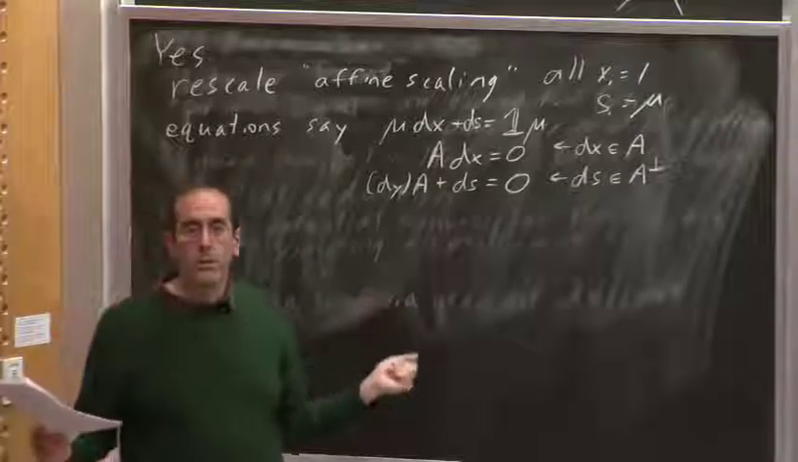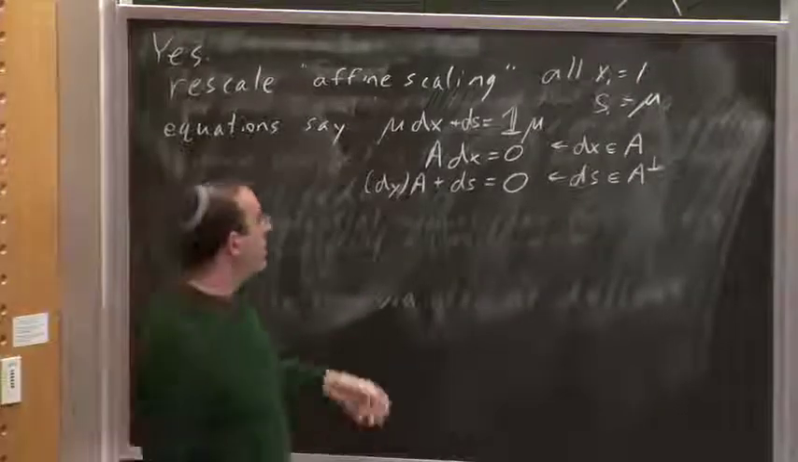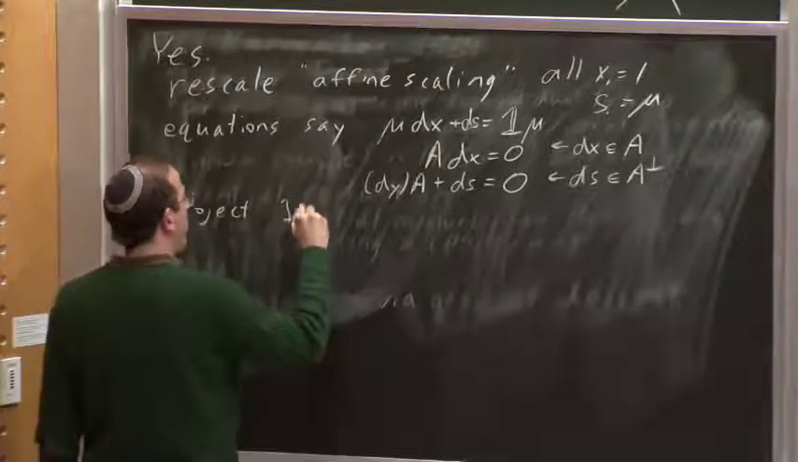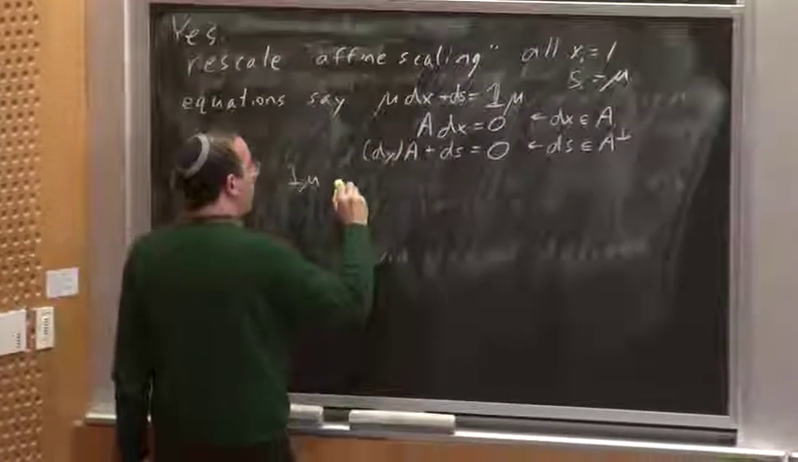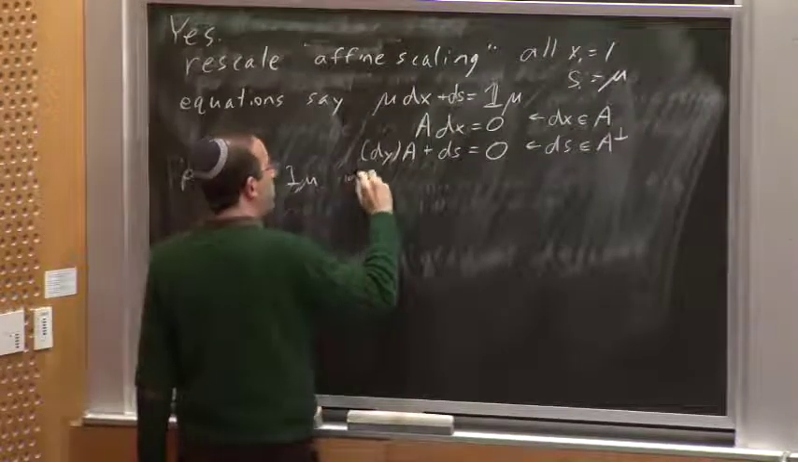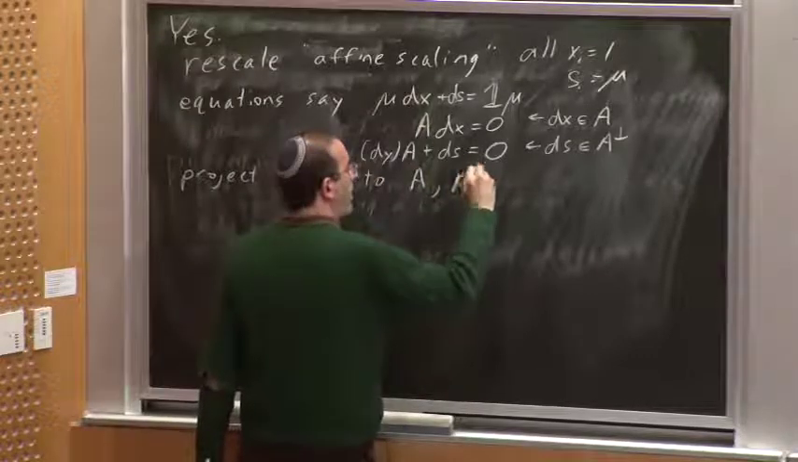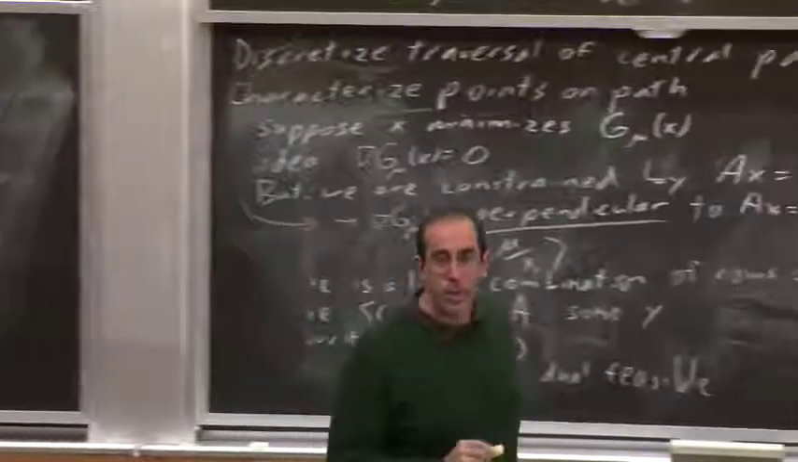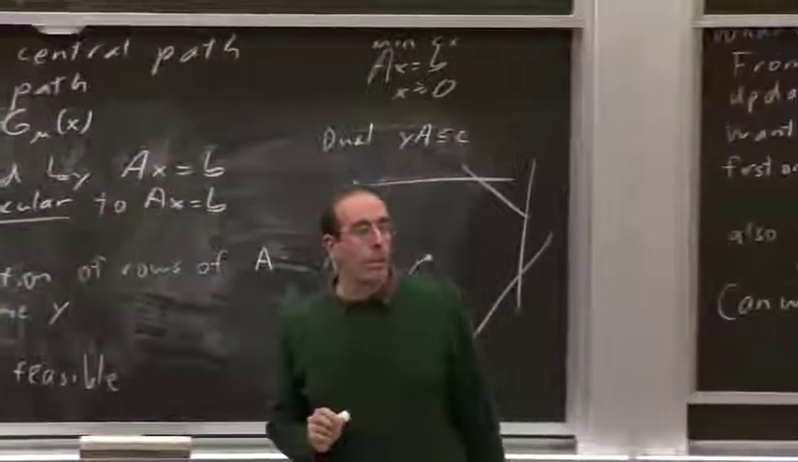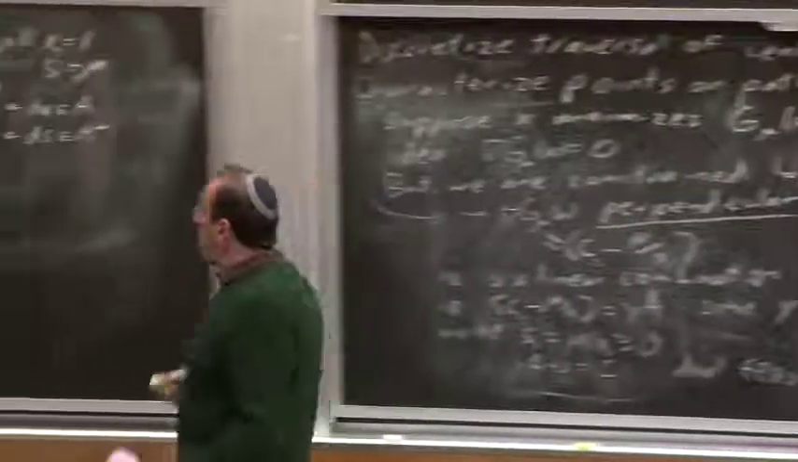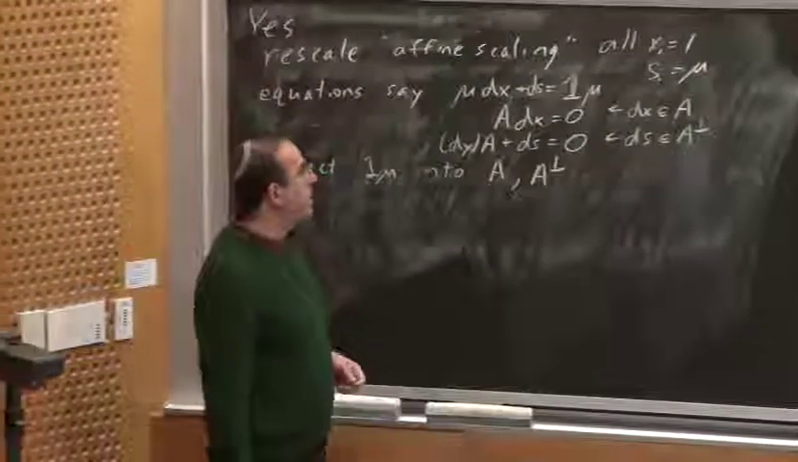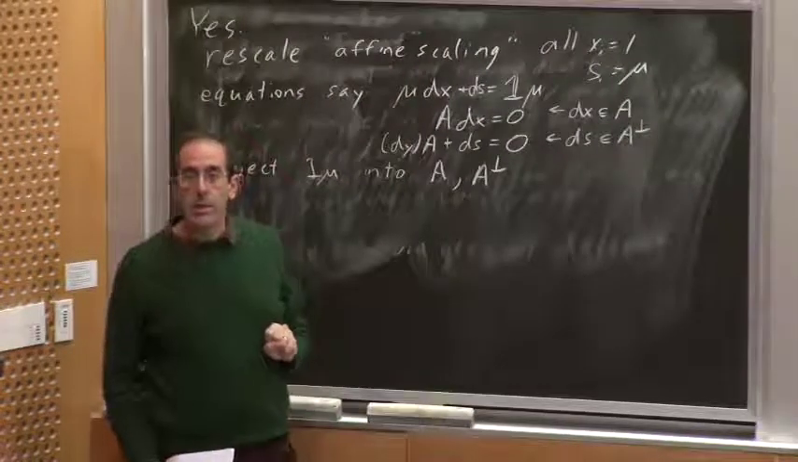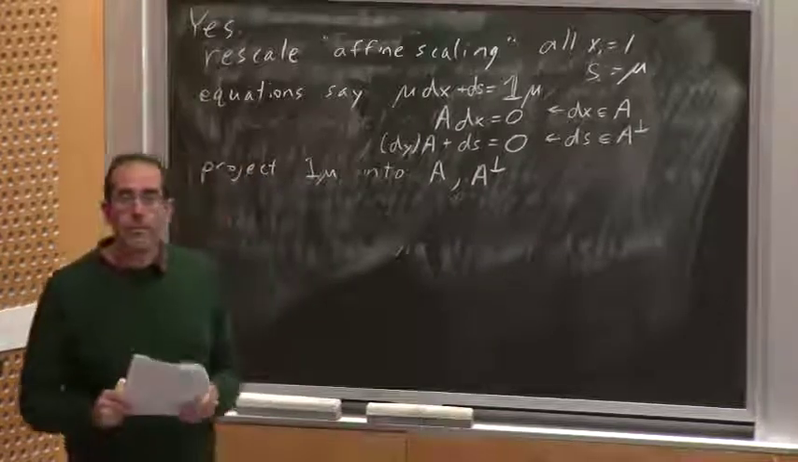What's it called? This is a projection, right? So this is basically saying project the 1 times mu vector, or decompose it into the parts of it that are perpendicular and parallel to the vectors in A. Okay, so there's no mystery about whether there is a solution, right? Obviously, you can take the all ones vector and project it. That gives you your dx and your ds that satisfy these equations. Yes.